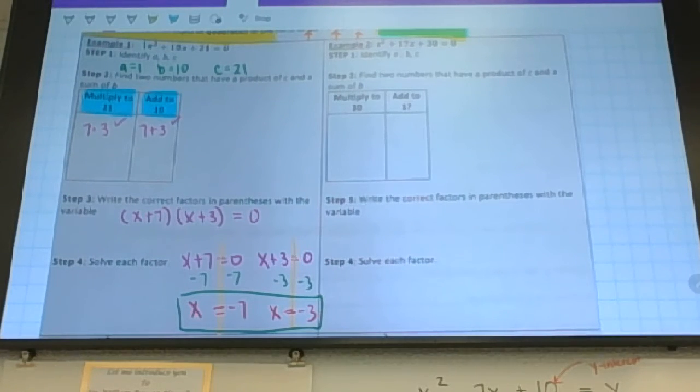Alright, so identify A, B, and C. A is the number in front of x squared, it's 1. B is the middle number, it's 17. And C is the last number, it's 30. So now we need to find numbers that will multiply to 30 and add to 17. Are there any numbers that you can think of that will both multiply to 30 and add to 17? 15 and 2.